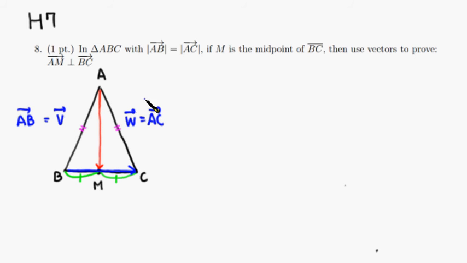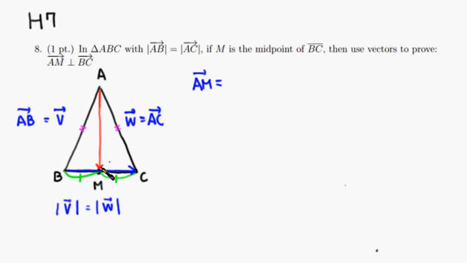So we know that the magnitude of vector V is equal to the magnitude of vector W, so the norms are the same. Then let's rewrite AM. How would you write AM? In order to go from A to M, you can go forward on V, then you can go halfway on vector BC.